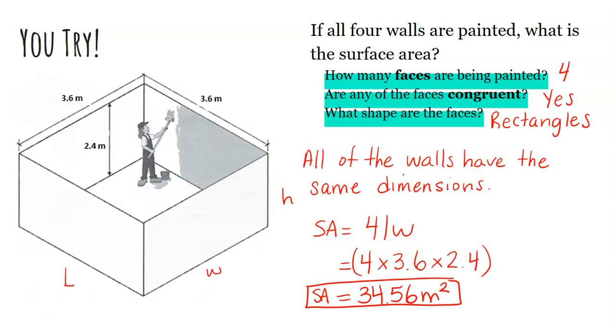Okay, so with this, we know that there are 4 walls, so 4 faces are going to be painted. And they are all congruent, they're all the same. Each wall is 3.6 meters long by 2.4 meters wide. Since I know that's the dimension of all the 4 walls, I'm going to use this formula. Surface area equals 4 times the length times the width. When I substitute the values in and multiply them, my final answer will be 34.56 meters squared.